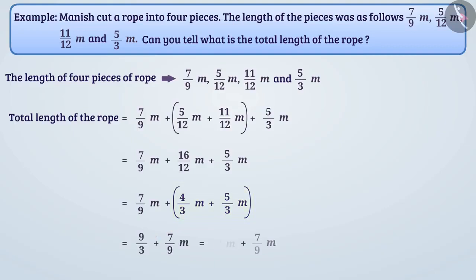Now 3 plus 7/9 is equal to 3 and 7/9, that is 34/9. Therefore we can say that the total length of the rope is 3 and 7/9 meters.